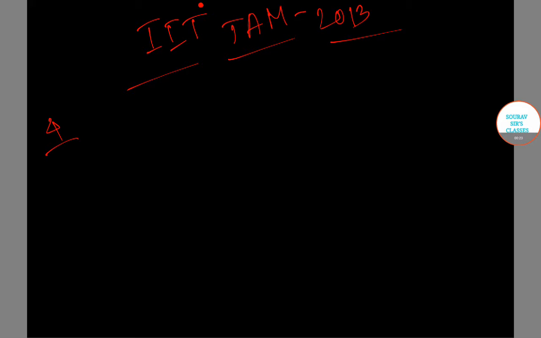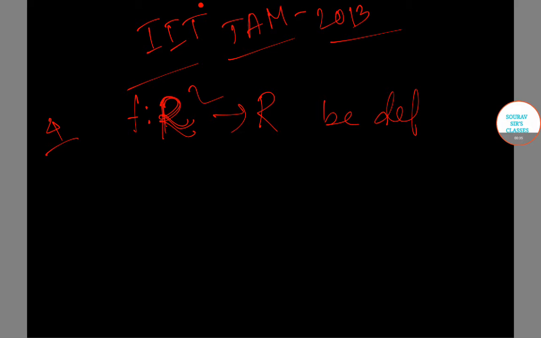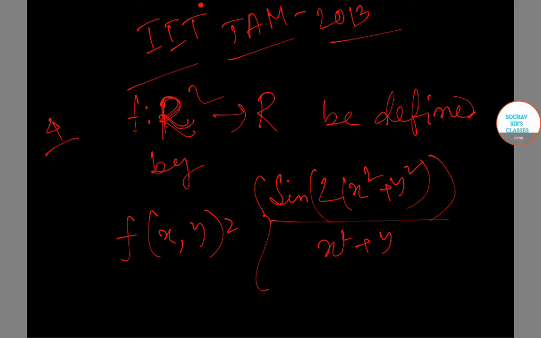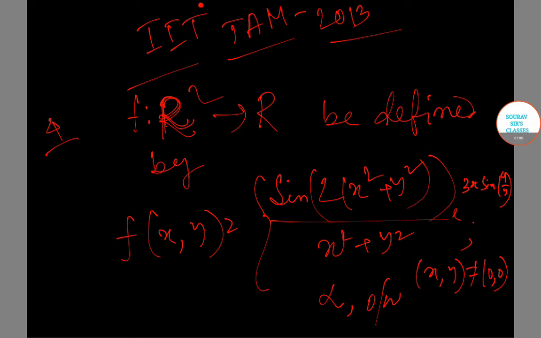In question number 4 we are given that f from R^2 to R be defined by f(x, y) = (sin(2(x^2 + y^2)) / (x^2 + y^2)) e^(3x sin(4/y)) for (x, y) not equal to (0, 0), and alpha otherwise.